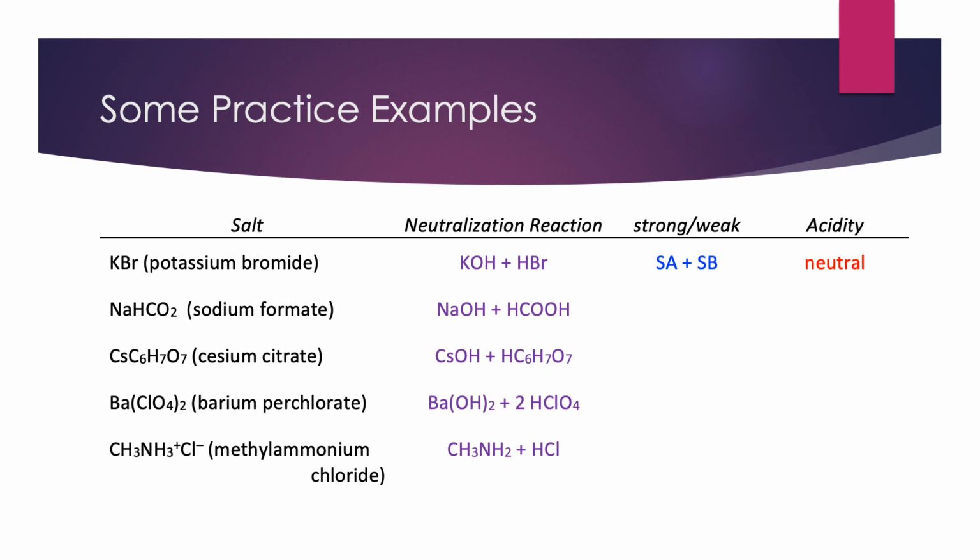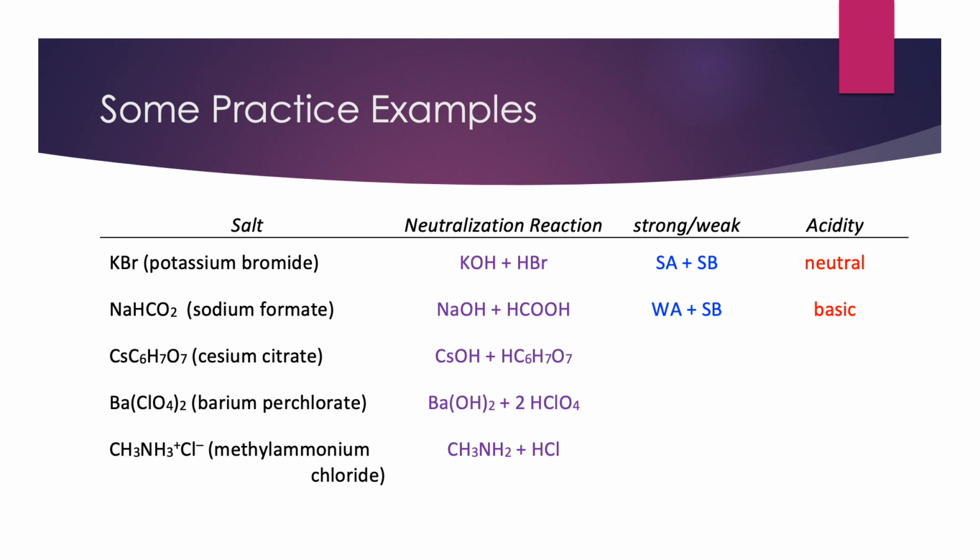Let's go down to sodium formate. So once again, the sodium comes from the hydroxide and the formate part comes from the acid, so it's formic acid. So if I combine sodium hydroxide with formic acid, the sodium hydroxide I hope we recognize as a strong base. The formic acid, ant stings, that's a weak acid. So I have a weak acid and a strong base. Whenever we have a weak acid, the conjugate base of the weak acid forms a slightly basic solution. So it should be basic.